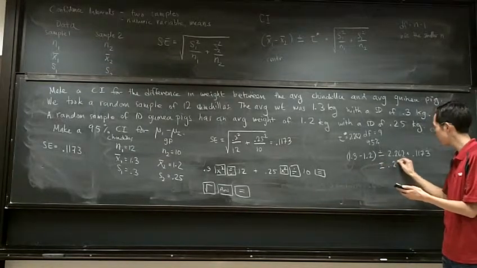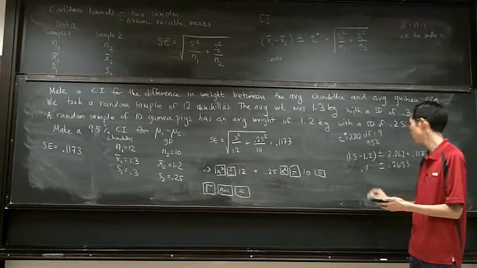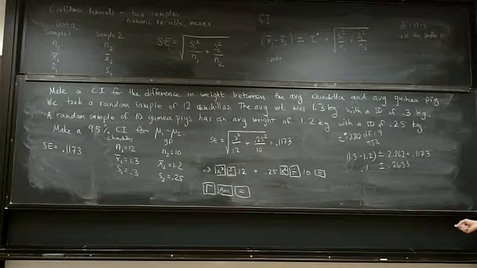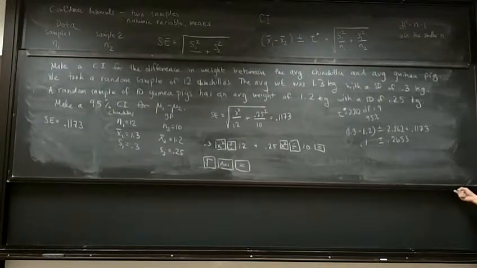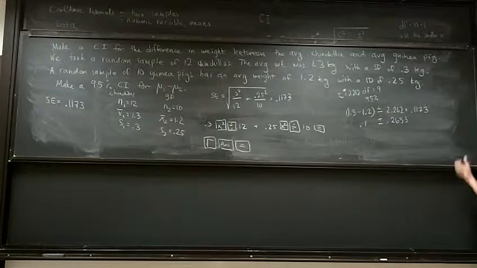So I have 0.2653, and I have 0.1 plus or minus 0.2653. So far, so good. Alright. I'd like to see thumbs up and smiles. Never mind. No? Are you sure? I was thinking in my head first. Okay.